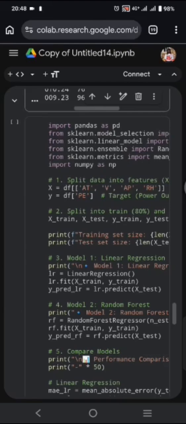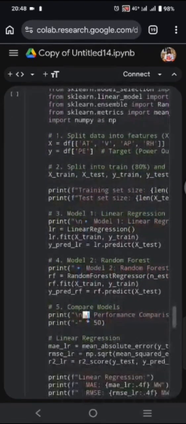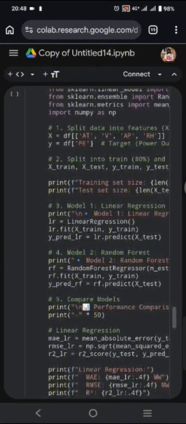So over here, you can see split data into features. This is where I split my data, and I split my data into 80% training and 20% testing. I used the training set to build the model and kept the test set hidden until the very end to get an unbiased evaluation.